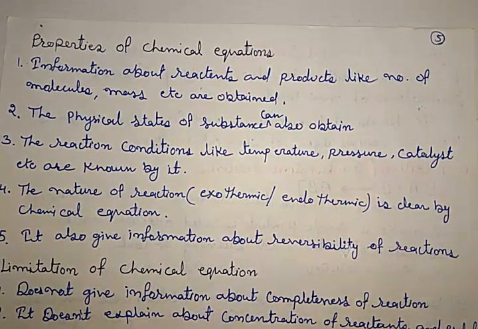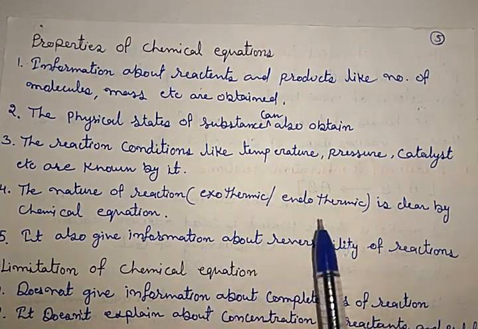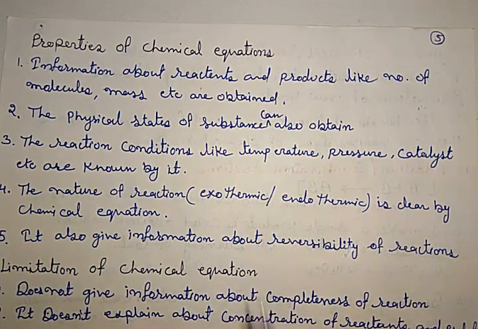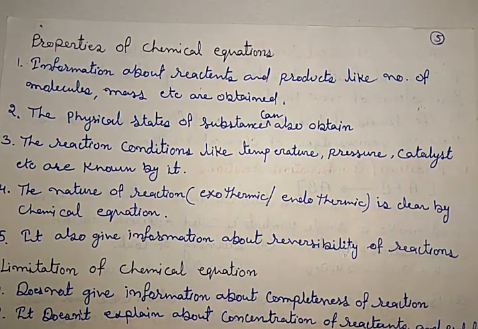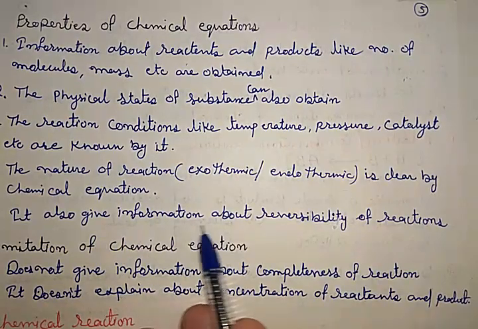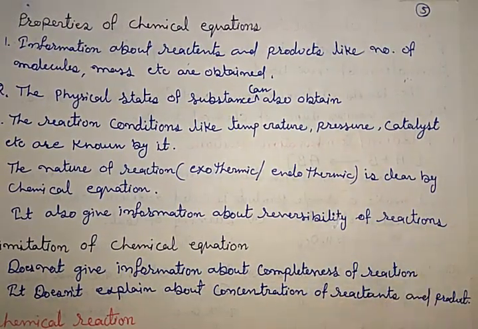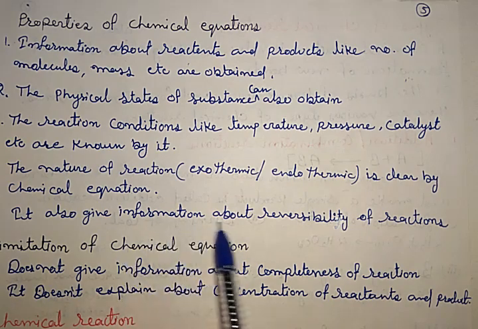If there is a plus sign and energy is represented, then it is exothermic. If it is a minus sign and the amount of energy in kilocalories is represented, then it is endothermic. And if no amount of energy is represented, that means it is neither endothermic nor exothermic. Okay. Fifth, it also gives information about reversibility of reaction, that means whether the chemical reaction is reversible or irreversible, we can easily find out with the help of the chemical equation.